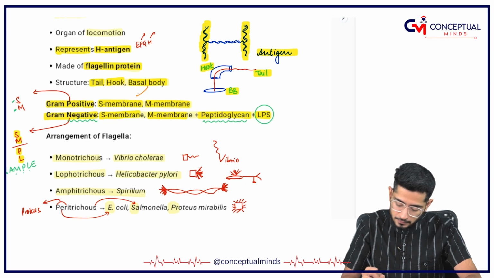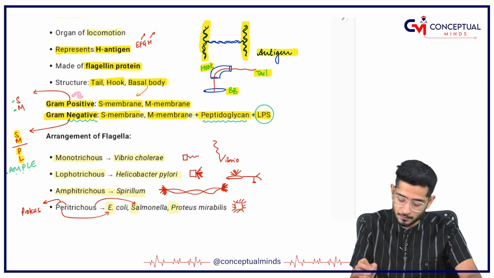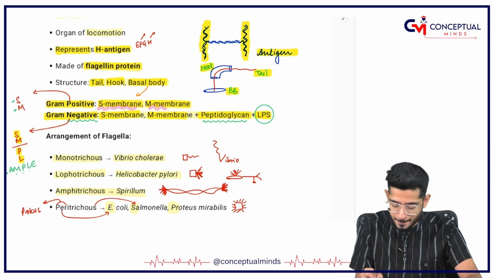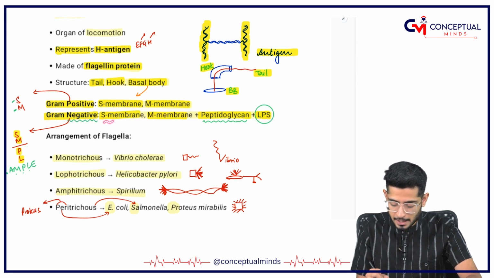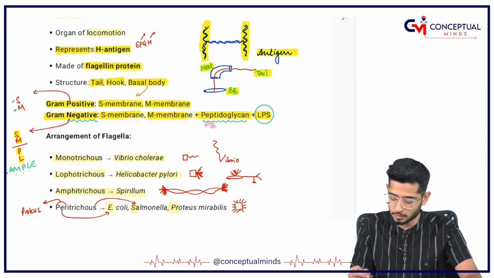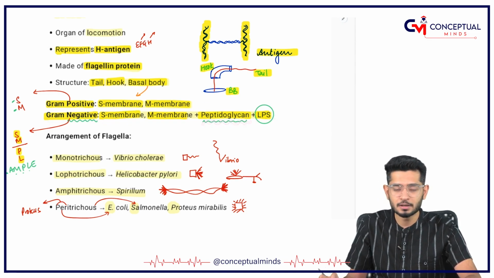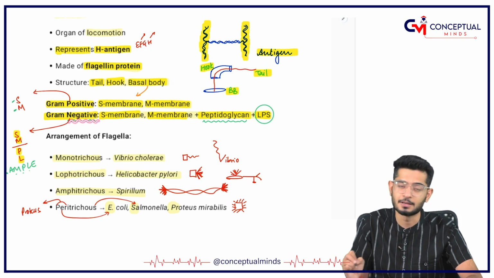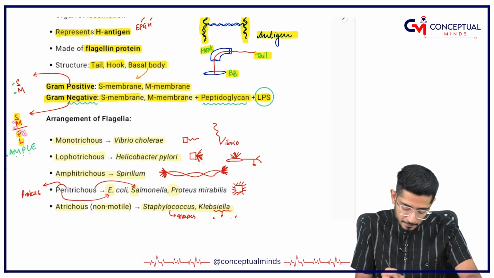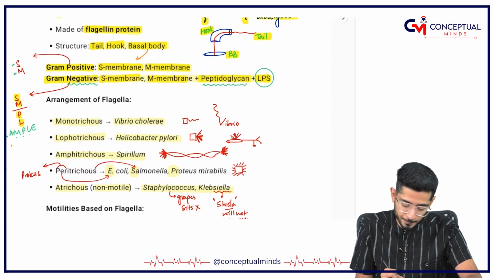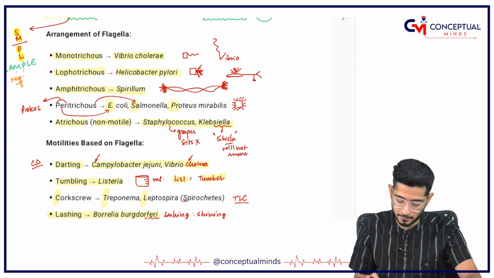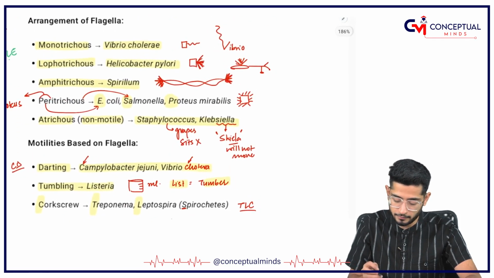And the basal body, in gram positive, is made up of S membrane and M membrane, whereas in gram negative, it is made up of lipopolysaccharide, LPS. I have told you, gram negative has the LPS layer, common relation, S membrane and M membrane present in both of them. It's just the peptidoglycan that is there in gram negative bacteria. So the mnemonic is SMPL, that is S membrane, M membrane, P and L, present in the gram negative. Now what are the different arrangements of flagella?